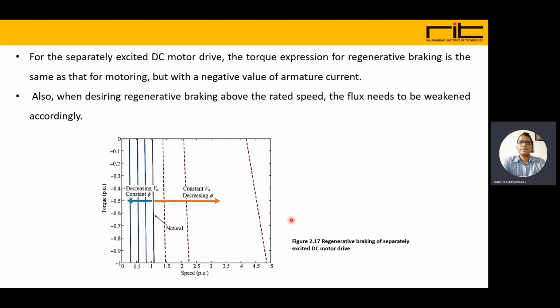Here we can see the regenerative braking of a separately excited DC motor drive. So this is the natural speed or rated speed, and this is below rated, and this is above rated speed. For the separately excited DC motor drive, the torque expression for regenerative braking is the same as that of motoring but with a negative value. Also, when desiring regenerative braking above the rated speed, the flux needs to be reduced accordingly. So this is what is required during the control.